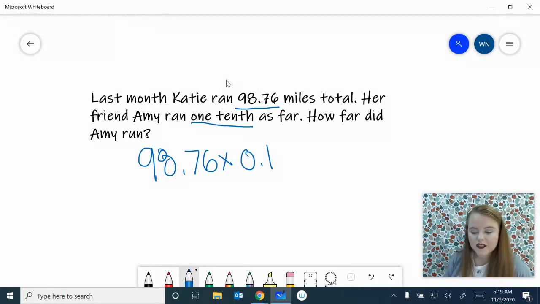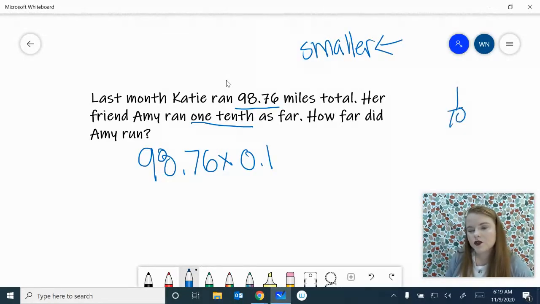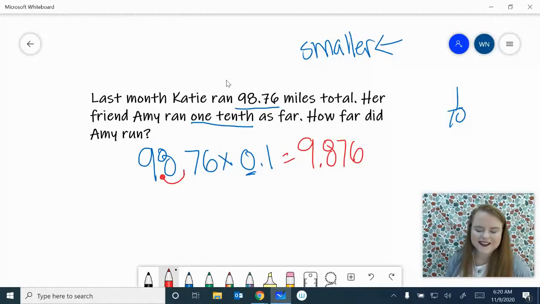And we know that 1/10 means we're going to go smaller. So we're going to go to the left. 1/10, if I write it out, there's 1 zero. There's also just 1 zero here. So all we're going to do is move it one place to the left. And that tells me that her friend Amy ran 9 and 876 thousandths of a mile. So almost 10 miles is what her friend Amy ran.